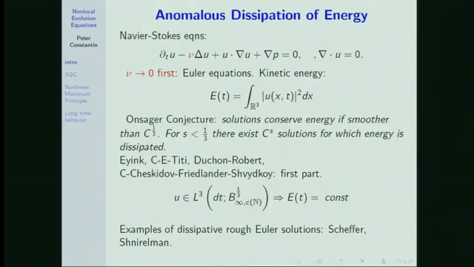Examples of rough solutions, dissipative rough solutions, started with Scheffer. It's a horrible class of solutions. Shnirelman went all the way to bounded, but not continuous. And then De Lellis and Székelyhidi found a way to produce convex integration, with ideas from the Nash-Kuiper theorem. They found solutions that are C^s. So these are coming from ideas from geometry and convex integration.